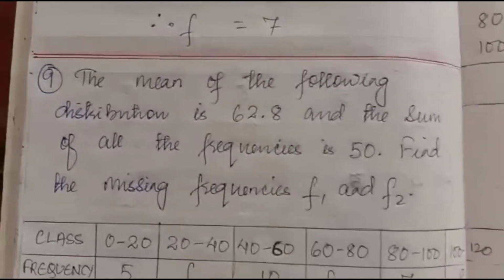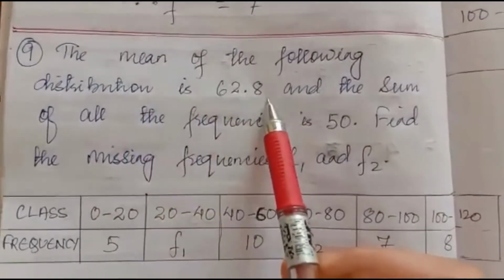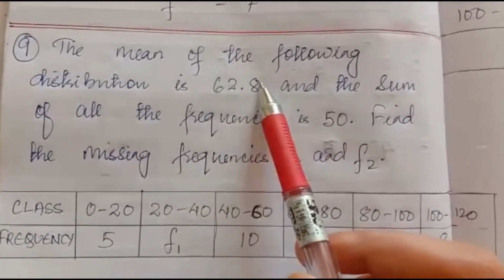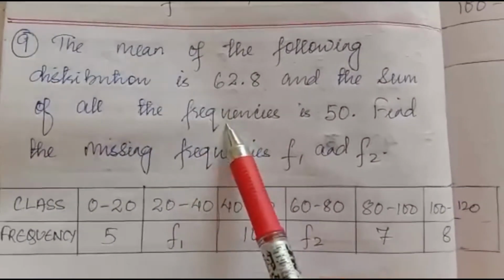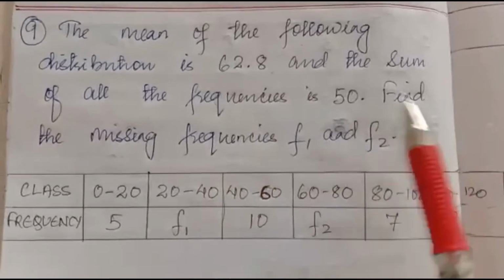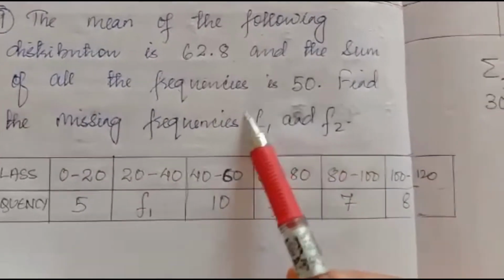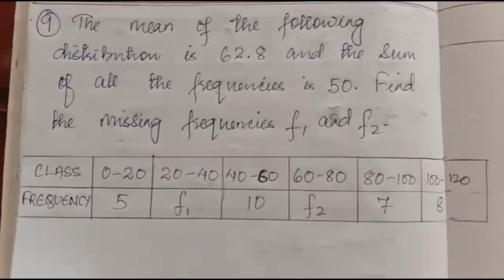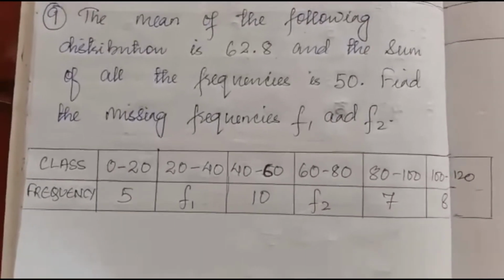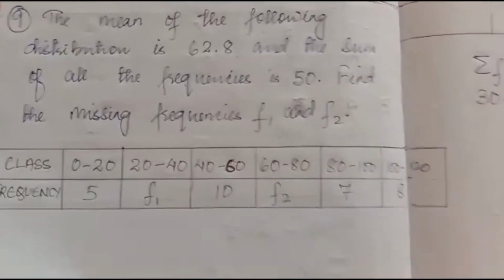Question number 9. The mean of the following distribution is 62.8. Your mean is given 62.8, and the sum of all the frequencies, meaning summation f, is given 50. Find the missing frequencies f1 and f2. So here we have two variables, f1 and f2. So we will get two equations. If there are two variables, we will get two equations to solve. So here is the question.